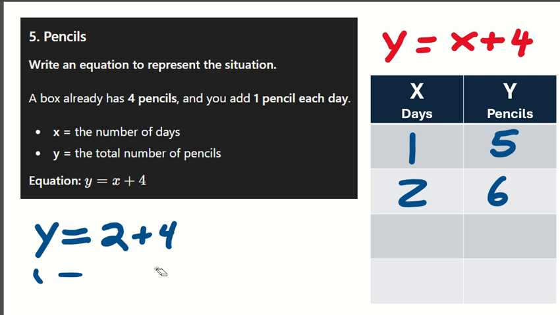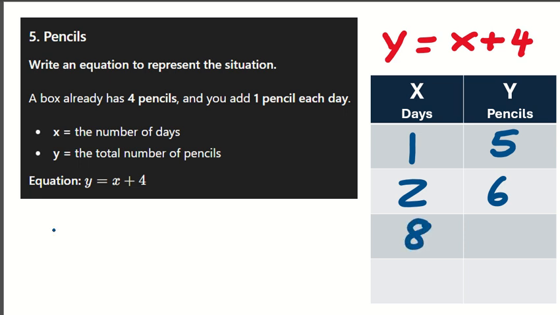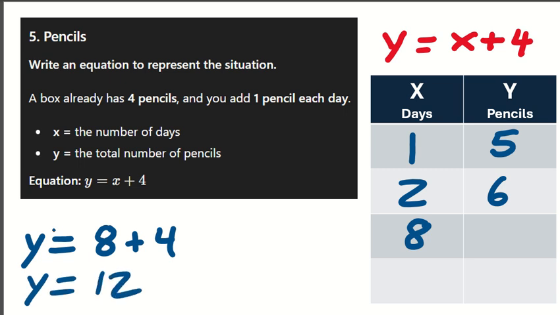Now let's skip a few days. Let's say we made it to day 8. Y equals the total number of pencils. Day 8, so you get 8 pencils, 1 per day, plus the 4 you started with, means on day 8, you get 12 pencils.